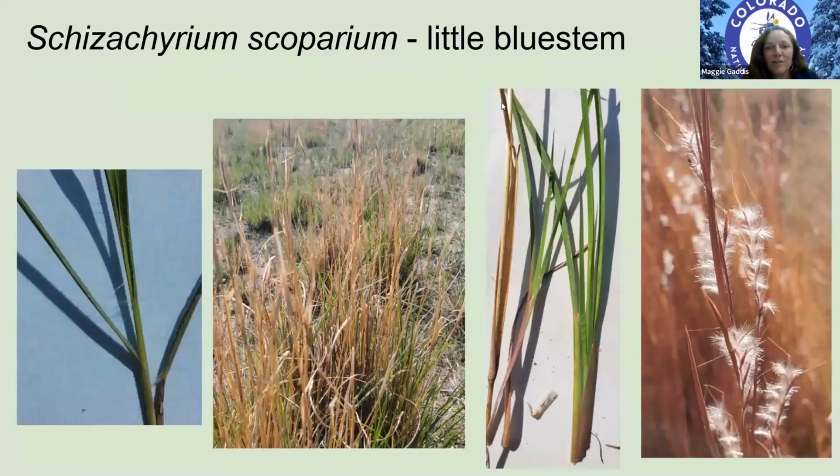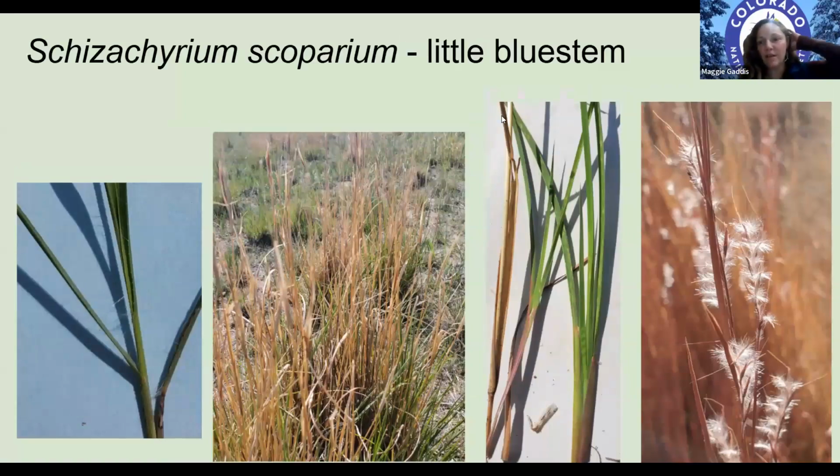So here we have little bluestem. This is one of my faves. Little bluestem has the most beautiful seeds. They're so hairy, and again, in the morning light, it just looks so gorgeous with dew on it. And this plant in the center photo, this is kind of not doing it justice, but this is really late season. But it senesces to this beautiful red color.